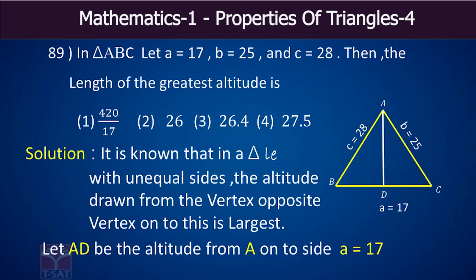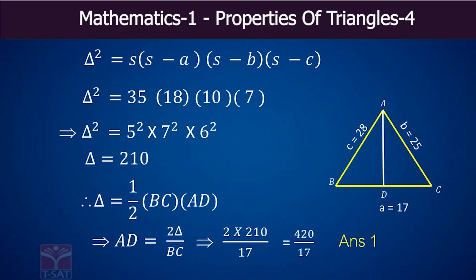Let AD be the altitude from A onto side a is equal to 17. So delta square is s into (s minus a) into (s minus b) into (s minus c). Now if you find s minus b, s minus c, because the sides are given, you will get delta square is equal to 5 into 7 square into 6 square. So that delta is equal to 210. So delta is equal to half BC into AD. Therefore, AD is equal to 2 delta by BC, that is 2 into 210 by 17, which is 420 by 17. So the first option is the correct option.